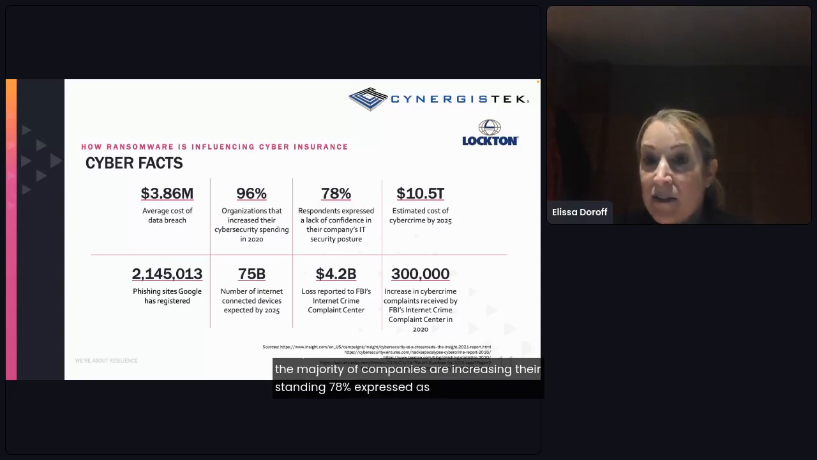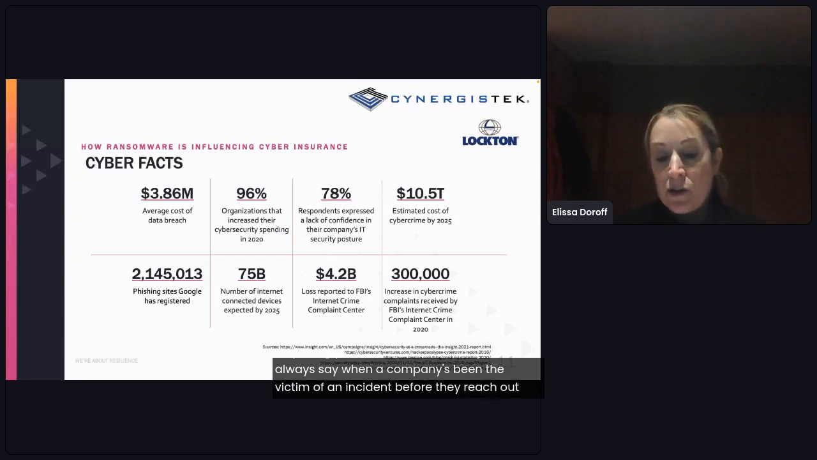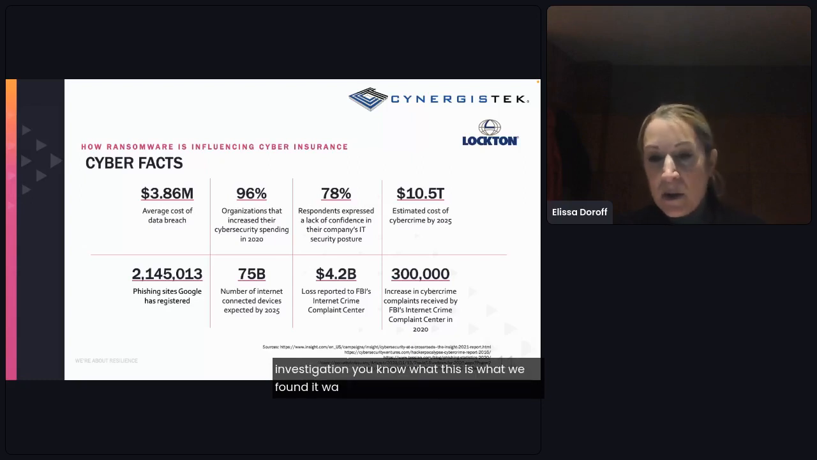78% expressed a lack of confidence in their company's IT security posture. That's not surprising. One of the things that I always say is, when a company's been the victim of an incident before, they reach out to an external forensic or cybersecurity firm to figure out what happened. The IT department almost always wants to say, we did our investigation, this is what we found. It wasn't our fault. This is where the malware came from, et cetera, or whatever the incident might be.